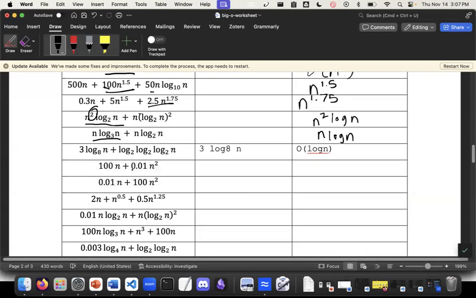What about this one? Someone else from this side of the room. 100n plus 0.01n squared. Who wins? Because the n squared wins. So this is O of n squared. Okay, so then what about here, where it's reversed? N squared wins.